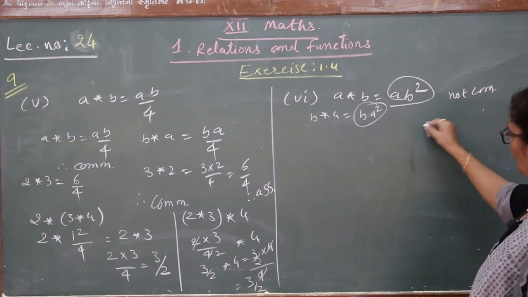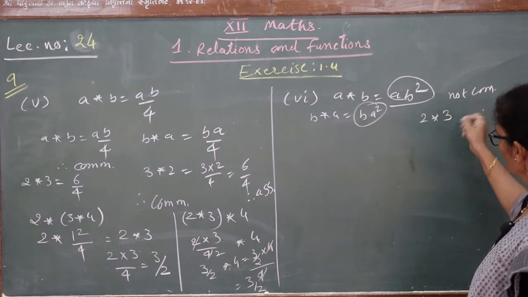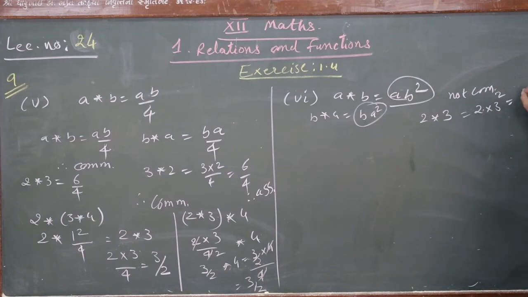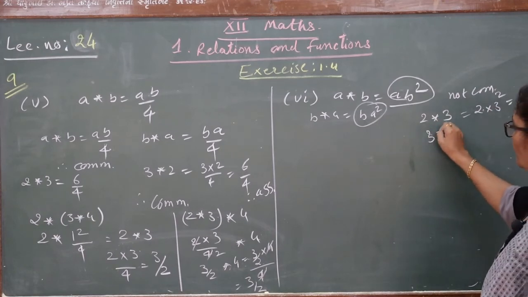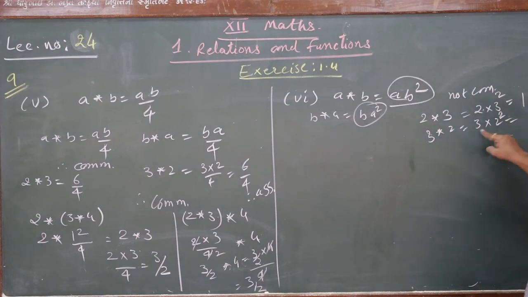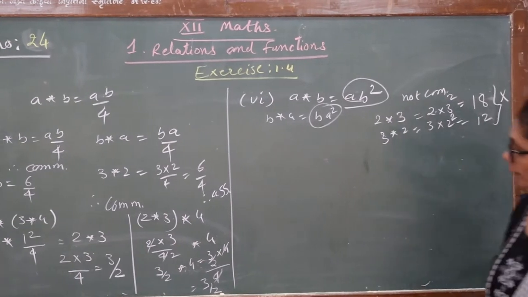Okay, it is not commutative. So let's take numbers 2 and 3. So 2 * 3 means 2 into 3 squared. 3 squared is 9 and 9 2s are 18. 3 * 2 means 3 into 2 squared. 2 squared is 4 and 4 3s are 12. Both are different, so not commutative.